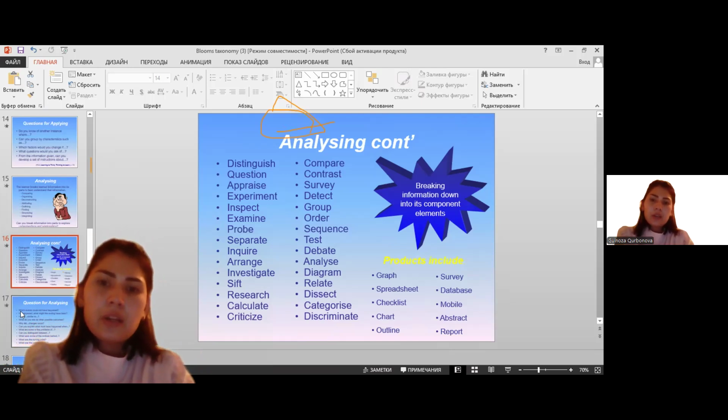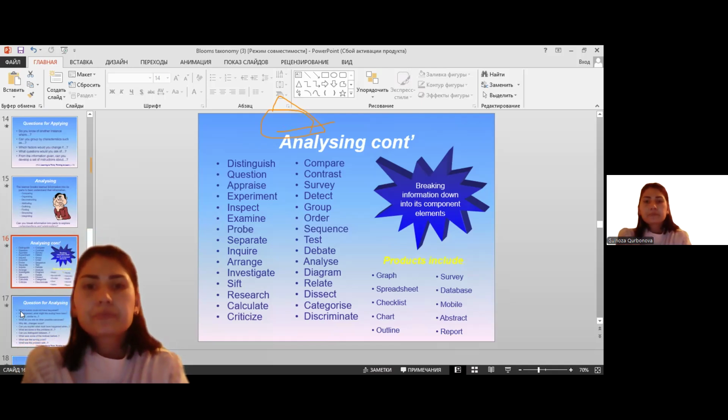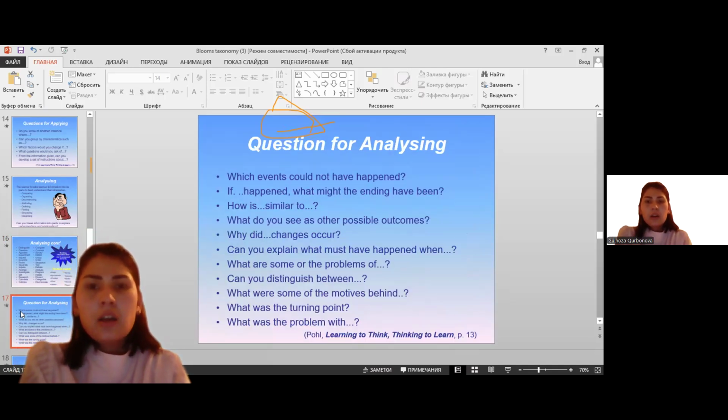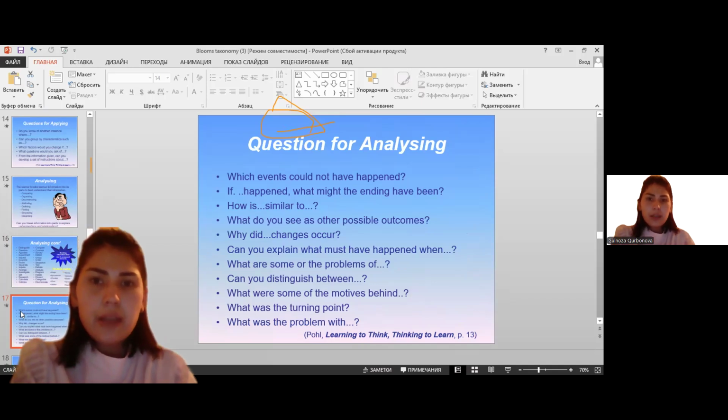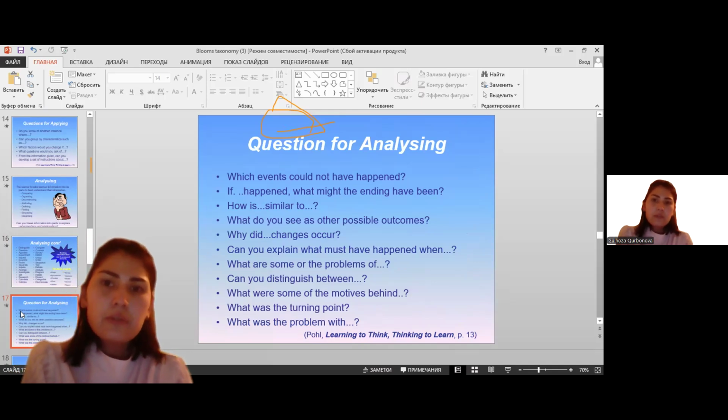Products include graph, spreadsheet, checklist, chart, outline, survey, database, mobile, abstract, and report. Questions for analyzing. Which events couldn't have happened? If it happened, what might the ending have been?